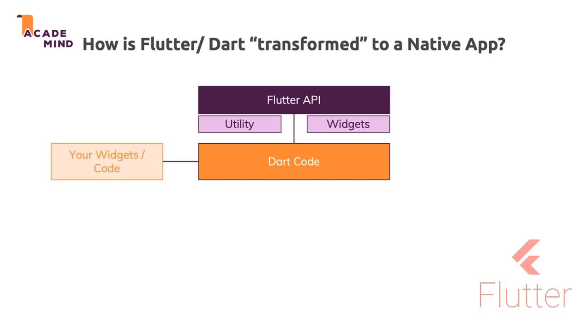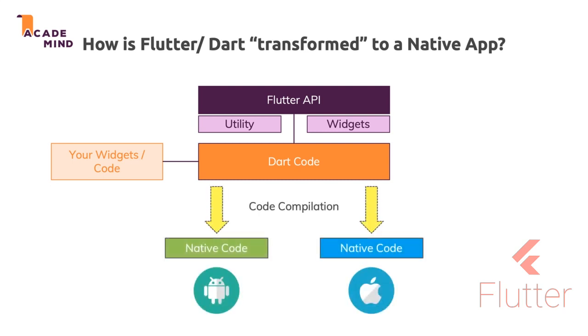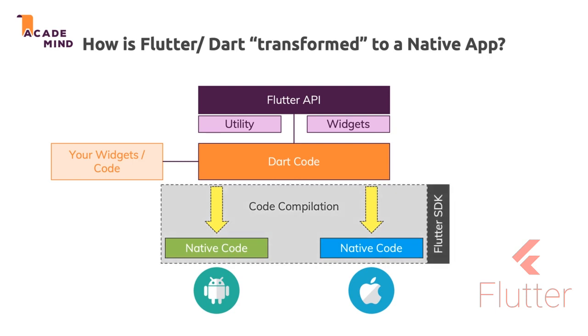So you have your own widgets in your own code then, composed of that set of built-in widgets or your own widgets, which you can also build. And you want to build for Android and iOS. Now, as I said, Flutter simply compiles that Dart code to native code for these different platforms. And that happens with the help of the Flutter SDK.